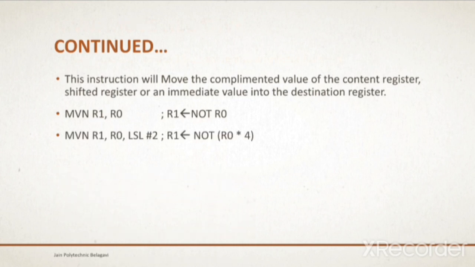MVN R1, R0, LSL #2. In this, first the contents of R0 are shifted by 2 positions towards the left, and then the complemented value of R0 is moved into R1. MVN R0, #4. In this instruction, the negative value or complemented value of 4, that is minus 4, is moved into R0.